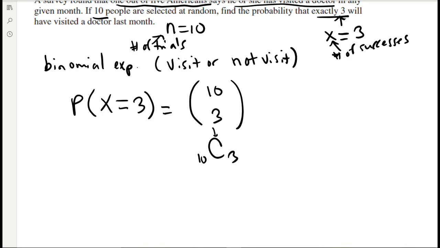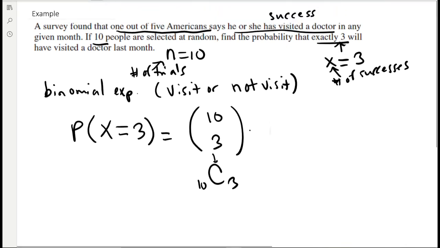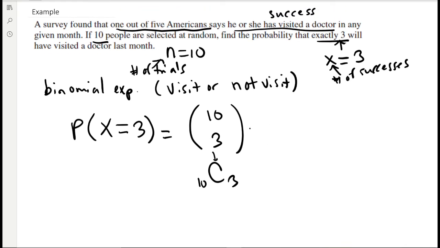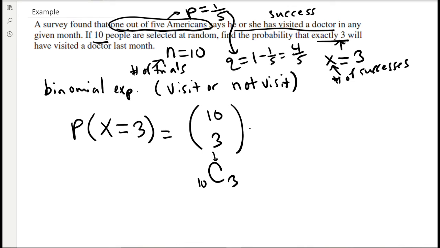Then times p. What is p in this case? What's the probability of success? Well, it says 1 out of 5 Americans achieved success, meaning visited a doctor. So little p is equal to 1/5. If p is equal to 1/5, this means q is equal to 1 minus 1/5, or 4/5. Remember, these always have to add to 1. So that's q and that's p.